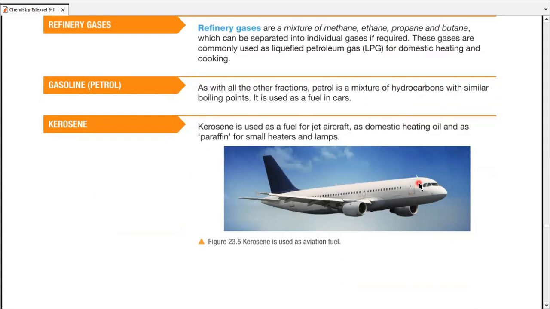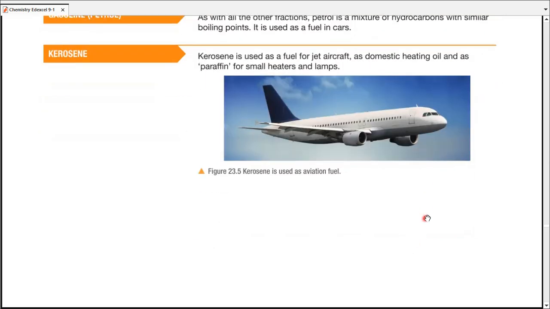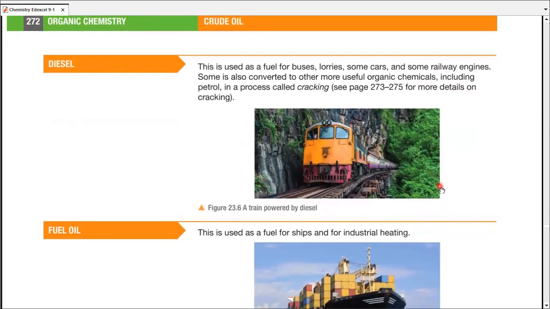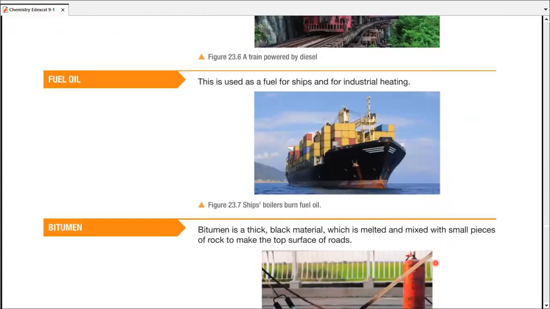In the poorer parts of the world, it may be used for heaters or lamps as well, which is definitely not a good idea since the products are not good enough. So it's better to use it for jet fuel only. Well, the next fraction is diesel. It's actually a heavy fuel, so it can be used for heavier engines like buses, lorries, some heavier cars, railway engines. Again, a fuel. However, this specific fraction is also used to produce useful organic chemicals in a process we're going to call cracking, and we're going to explain it a little later in the same chapter or the next one.